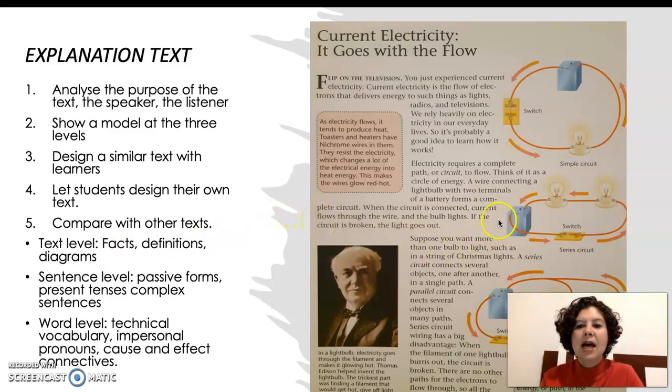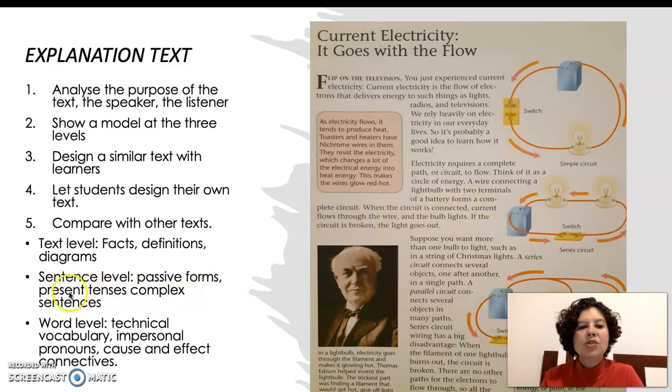This is an explanation text, and here you find some diagrams, you find facts, you find definitions. Look, current electricity is the flow of electrons that delivers energy to such things, etc. Then you're going to explain to your students at a sentence level what they're going to find. This kind of text always has passive forms. And here's one example. When the circuit is connected, blah, blah, blah.